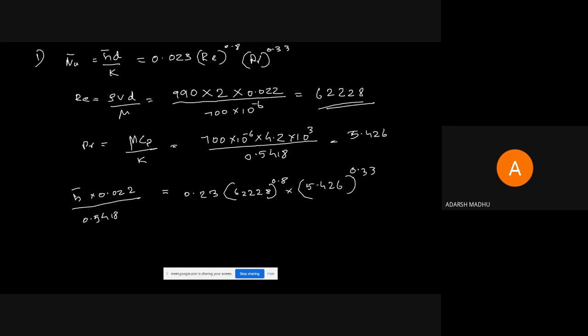So find the value of the right-hand side, 0.23 into 62228 raised to 0.8, that whole value. The only unknown here is H bar, the heat transfer coefficient that you want to find out. So you can directly find the value of H bar, which we have got as 6771.7 watt per meter square degree Celsius.